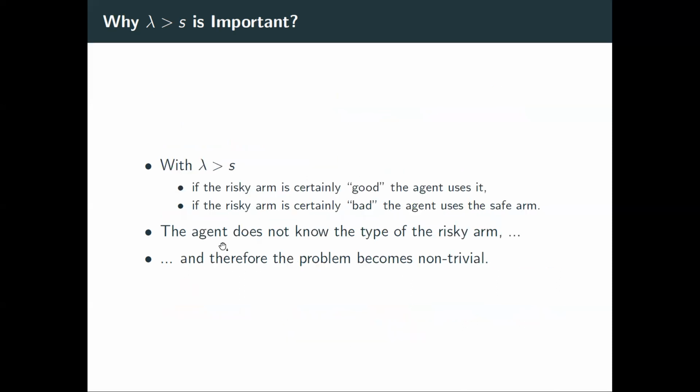So what it gives you is that with lambda higher than S, you certainly prefer the safe arm to the bad risky arm, but at the same time, you certainly prefer the good risky arm to the safe arm. And again, the thing is, you do not know. Initially, you have some beliefs, but you are not certain what type this risky arm is. Is it good or is it bad?